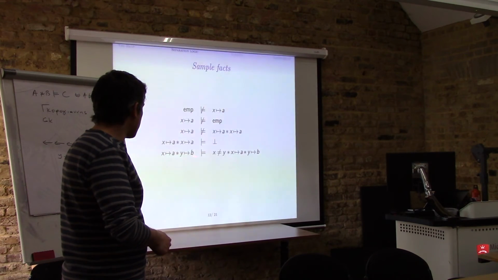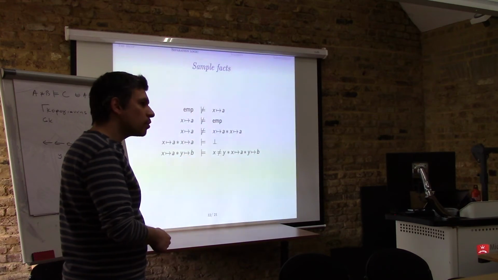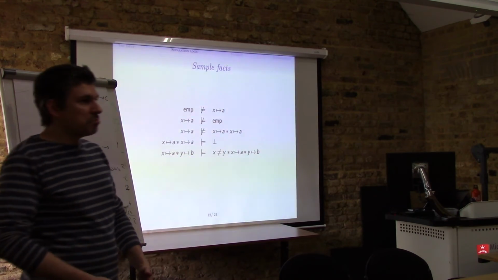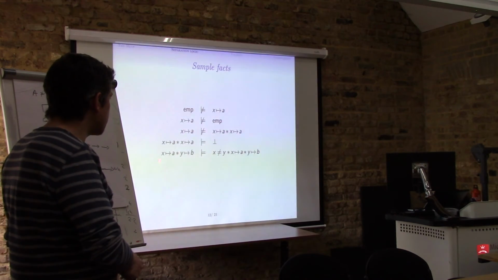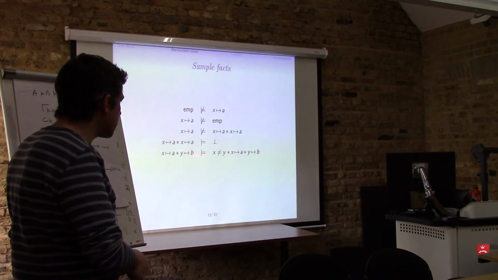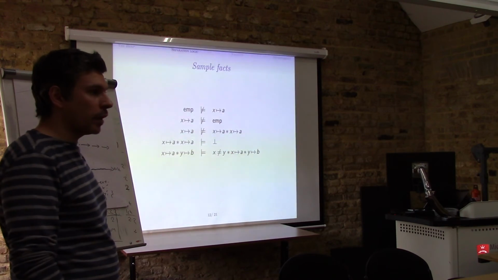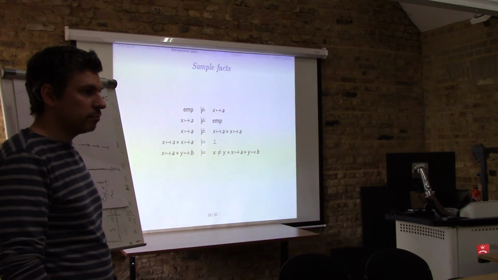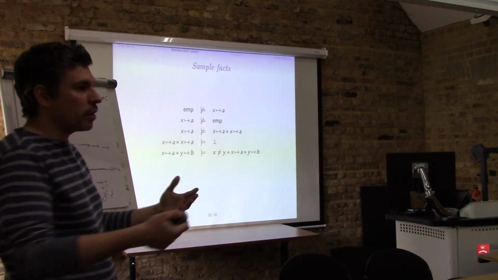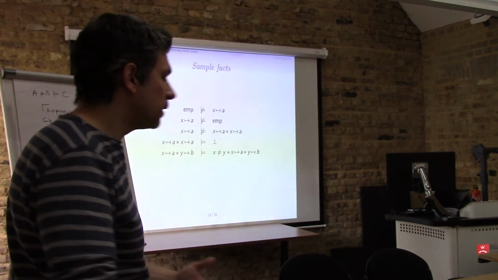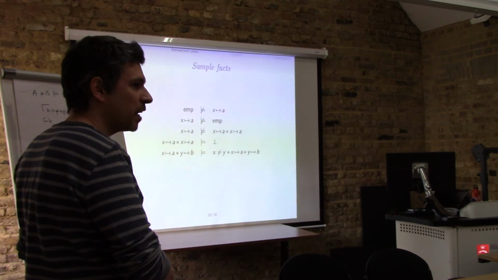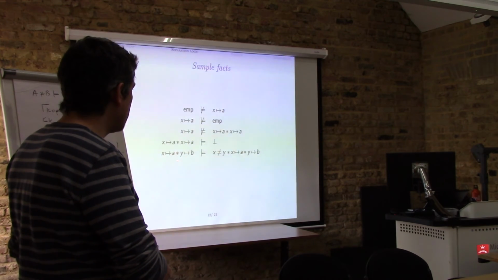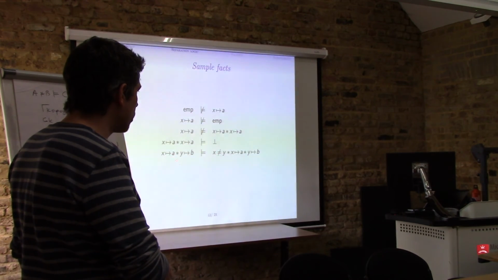And another example is that if you have X points to A and Y points to B, so 2 cells allocated, and I can split my heap into 2 and everything is fine, this necessarily requires that X is not equal to Y. Because if X were equal to Y, then I wouldn't be able to split my heap in 2 at all, to begin with. Okay, so this entailment is true.